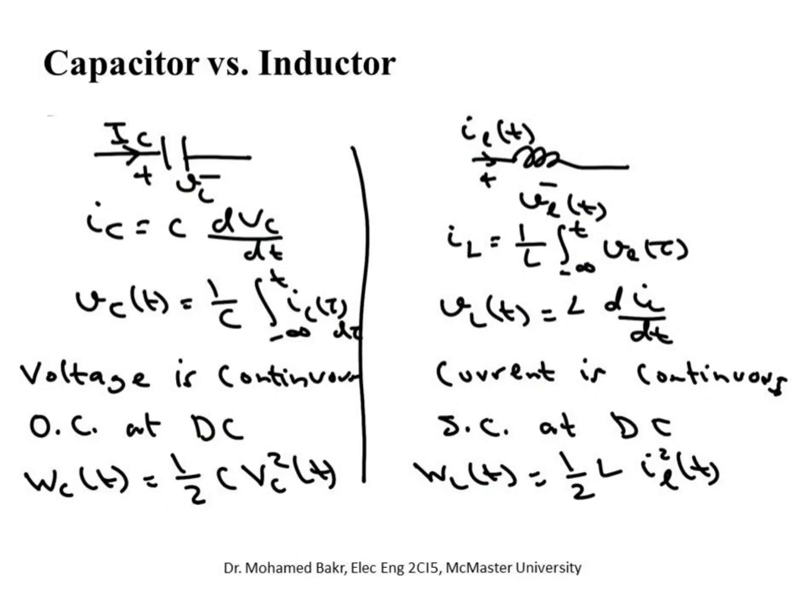The reason is, if you take a look here at DC, it means nothing's changing with time. Then the derivative of the current relative to time is 0, which means that the voltage across the inductor is 0. When you have something with 0 voltage across it, this means it's a short circuit. So in a DC circuit, you replace the inductor by a short circuit, you replace a capacitor by an open circuit. Lastly, the energy stored in an inductor is 1/2 L multiplied by the value of the current squared.